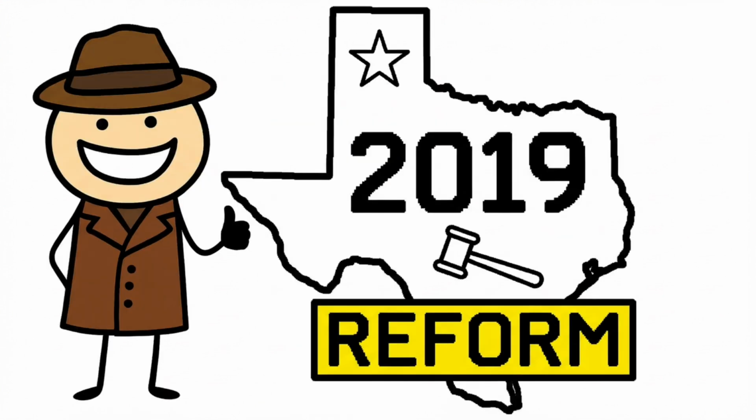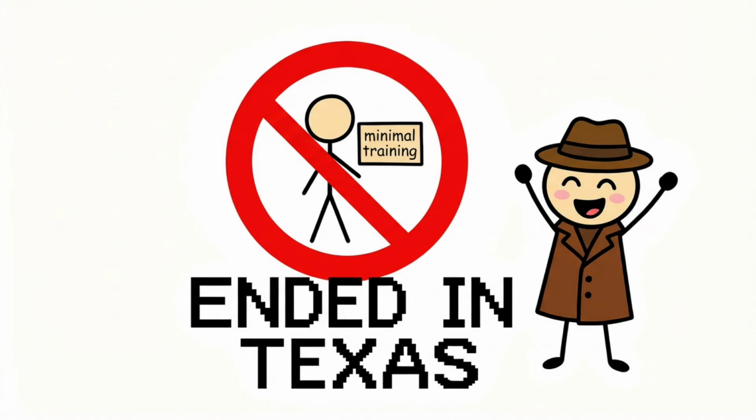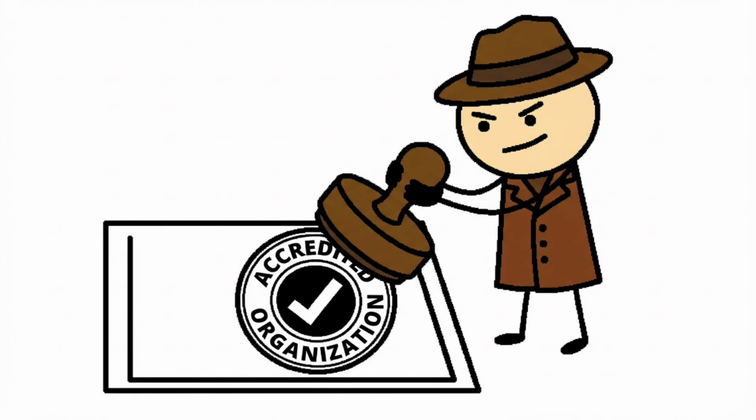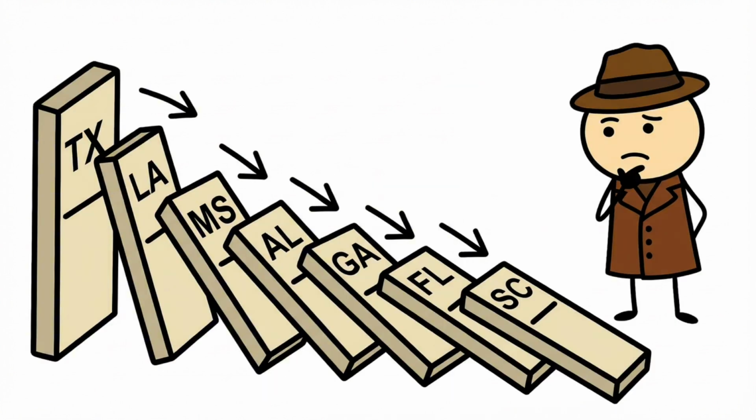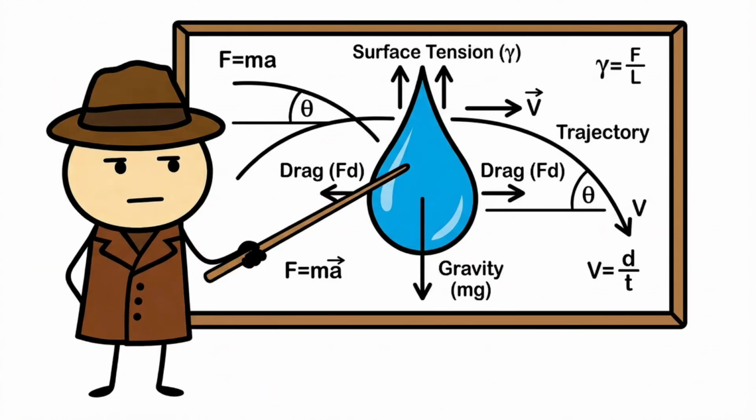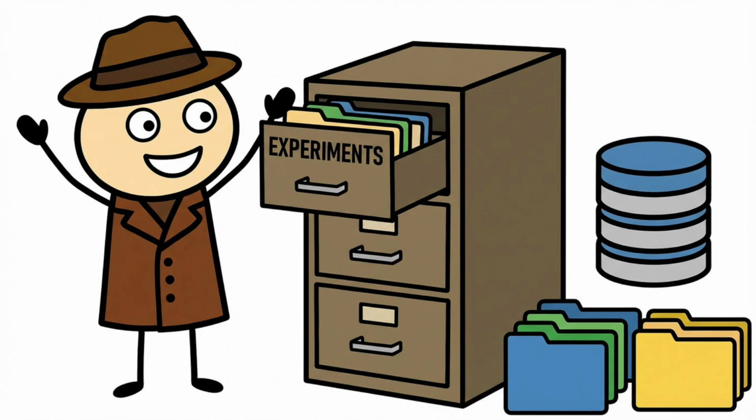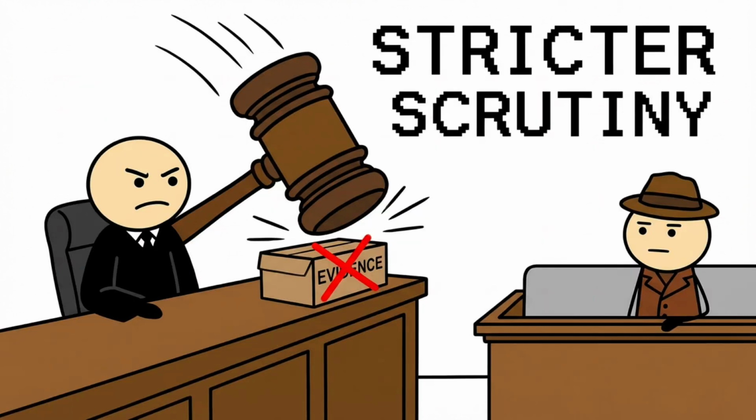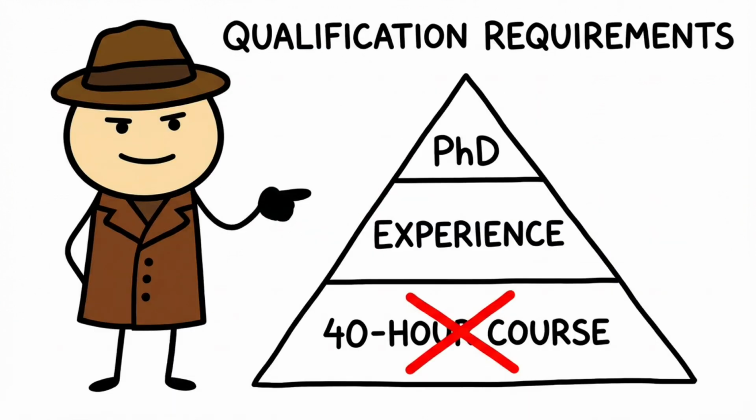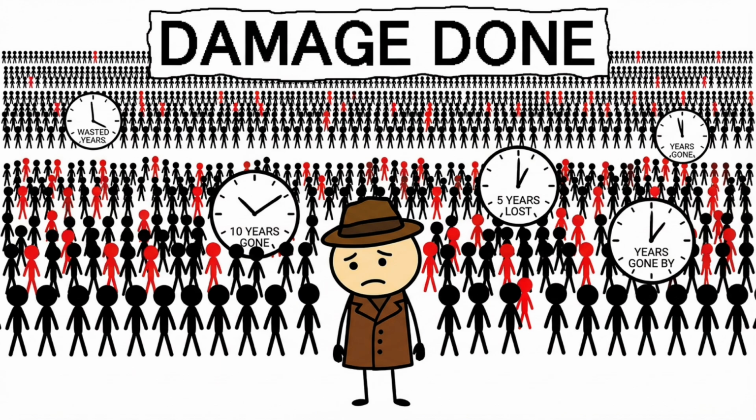In 2019, the Texas Forensic Science Commission moved to end the practice of allowing law enforcement officers with minimal training to testify about bloodstain analysis in Texas. Now, such analysis must be performed by an accredited organization to be admissible in court. Other states are expected to follow. Modern researchers are using fluid dynamics and physics to create accurate models of blood behavior. They're building databases of controlled experiments. Courts are getting stricter about who qualifies as an expert, but the damage has been done to thousands of lives.